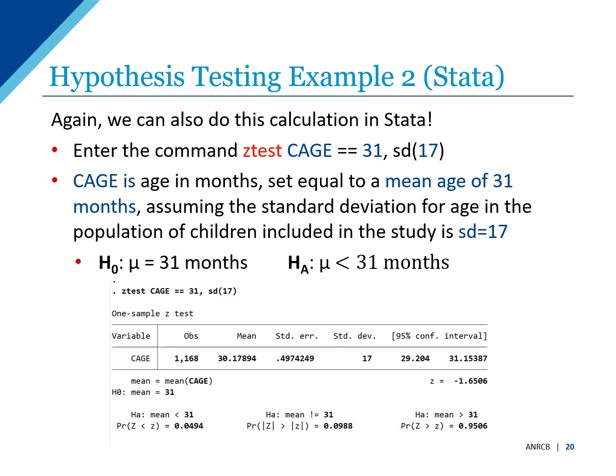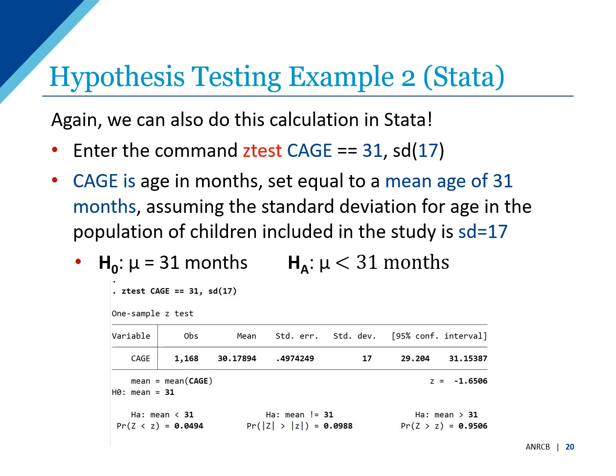We enter the command z-test in the command line with the variable cage, the equals sign twice to indicate is equal to, and then 31, and the SD or standard deviation is still 17. We run the command and we'll get the output you see here. We can check and see that it ran the z-test on 1,168 observations, and our observed mean age is still 30.17. Our 95% confidence interval for the point estimate of our mean is still the same.